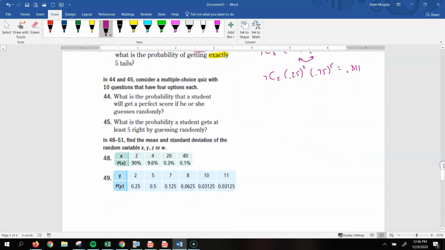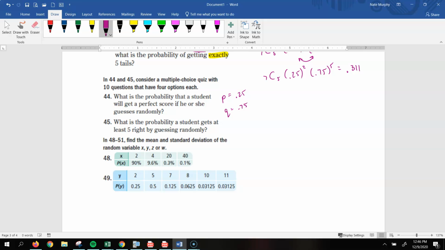All right, let's look at number 44. Number 44 says, what is the probability that a student will get a perfect score if he or she guesses randomly? Well, I guess I should read the problem. It says that we're considering a multiple choice quiz with 10 questions that have 4 options each. So we have 10 multiple choice questions, and each one has 4 options. So we have a 1 in 4 chance of getting it correct. So we could say that p, the probability of success, is 0.25. That means the probability of getting each one wrong would be a 3 in 4 chance, or 75%.